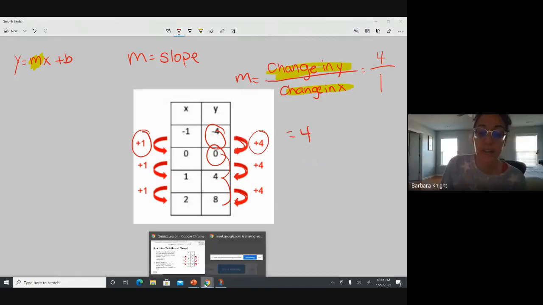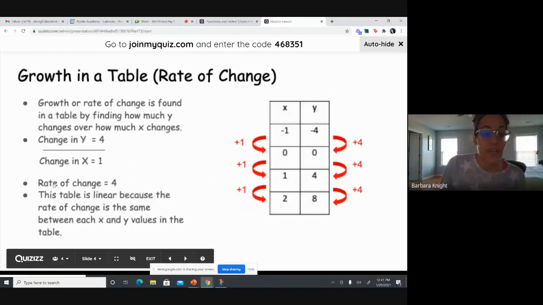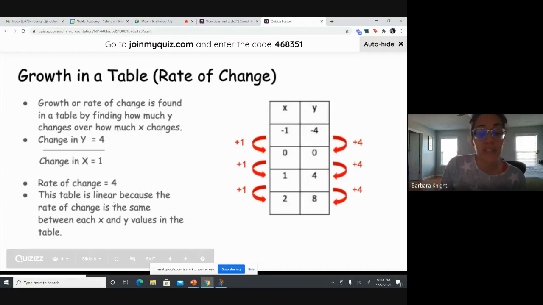We go back. The rate of change is 4, and this table is linear. This is a linear equation because the rate of change is the same. So each time it's a rate of change of 4/1 or 4, right? Because 4 divided by 1 is 4. So it's always going to change by 4.